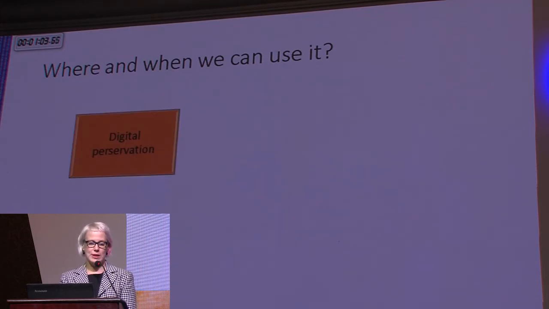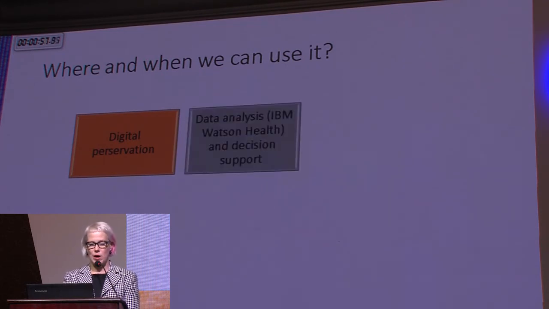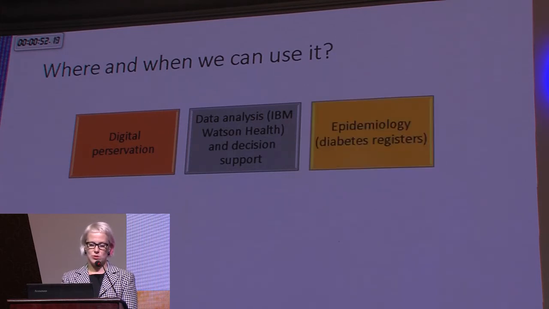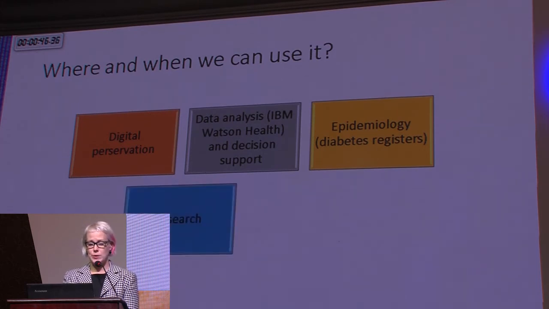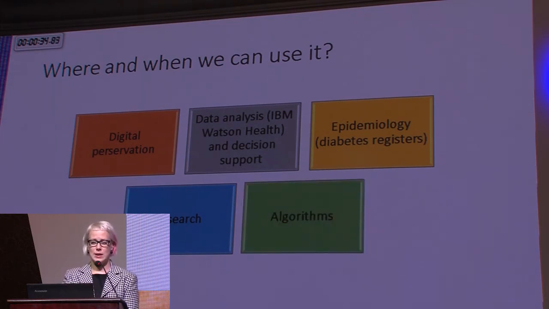Of course, we can use it for digital preservation and to copy, obviously, all this data. It's possible to use it for data analysis, like decision support and so on and so forth. And for epidemiology, because we need to have a diabetes registry, and we are only starting to do this work in Russia. For the last 5 years we've been building a government-supported registry for diabetes patients. We can use it for research, and we can use it as an algorithm. So just my suggestion for you: perform a registry in your countries. It will be very, very useful because we really need to use big data for our patients' care.